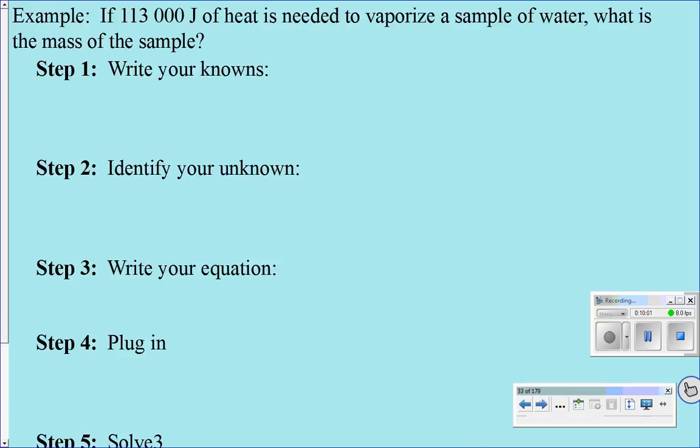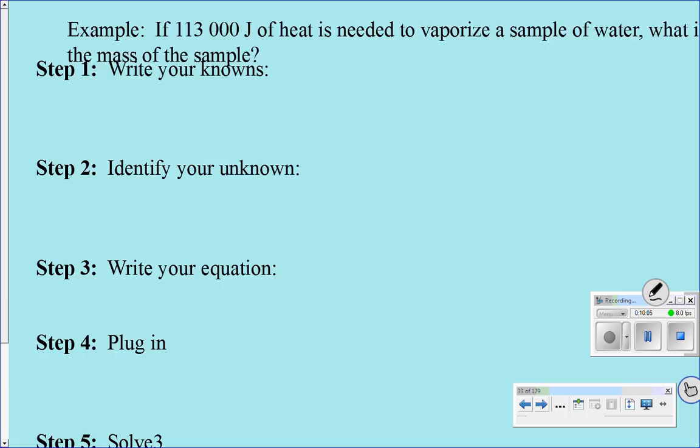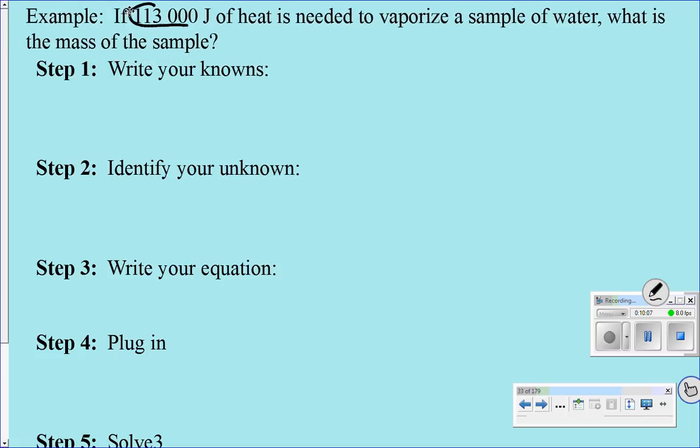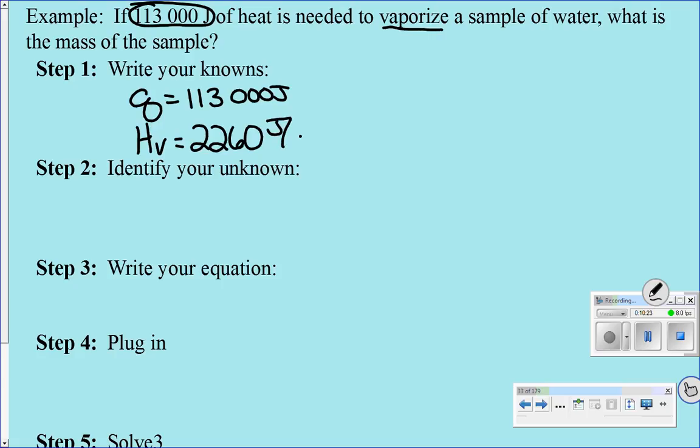So we'll do one more sample problem. 113,000 joules of heat is needed to vaporize a sample of water. What is the mass of the sample? So again, we're going to make this Q. You see the word vaporize. Our unknown in this case is mass. We're using Q equals mHv.